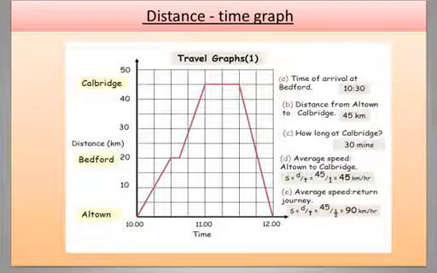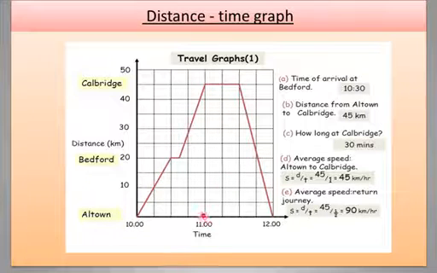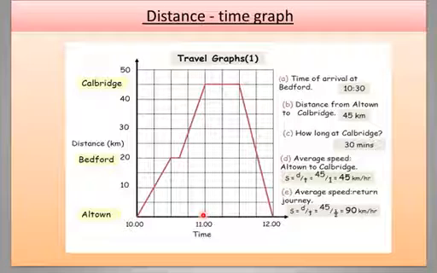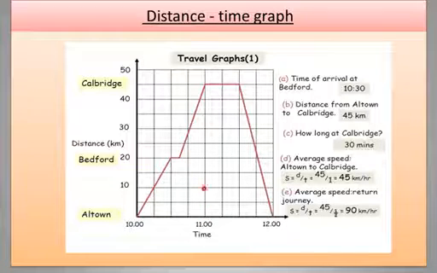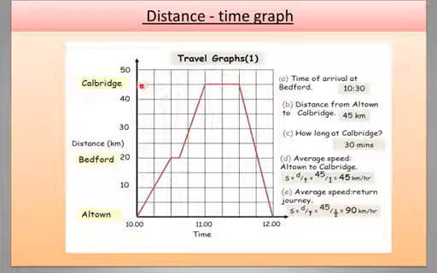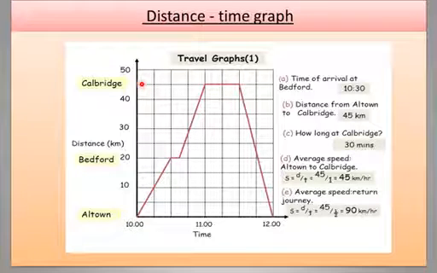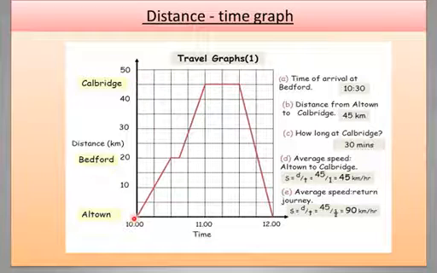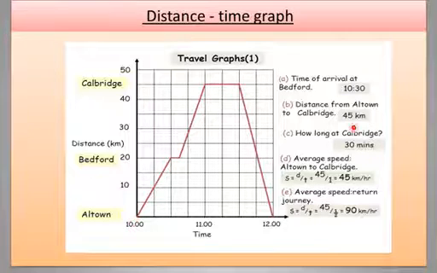From Calbridge and Alltown, what is the distance? So we will see where Calbridge is coming. Calbridge is coming here, and Alltown is down in the starting point. So what is the distance between these two? Calbridge is between 40 and 50. That means at 45 kilometers. So the distance between Alltown and Calbridge is 45 kilometers.